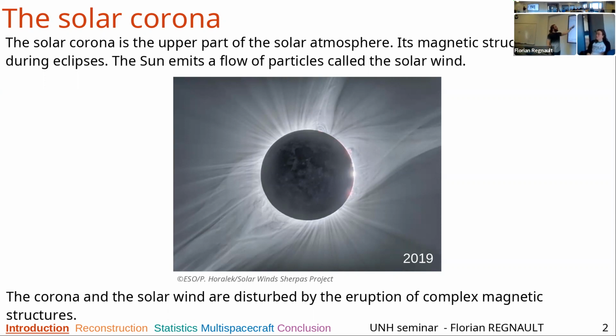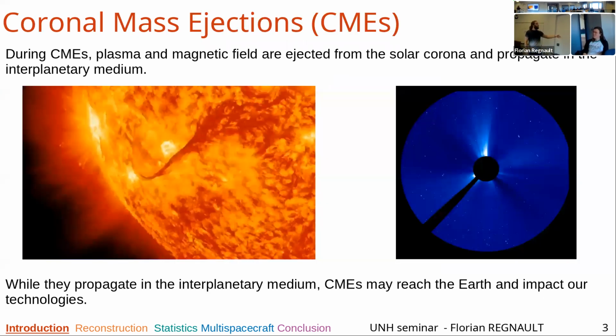We also observe the emission of particles that we call the solar wind. That's a steady emission of particles, and sometimes some eruption of complex magnetic structures that we call CMEs will disturb the properties of the corona and of the solar wind. CME stands for Coronal Mass Ejection, and that will be the main object that we're going to talk about today. They correspond to the ejection of plasma and magnetic fields into the interplanetary space.